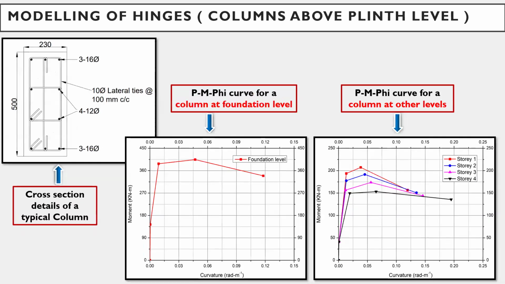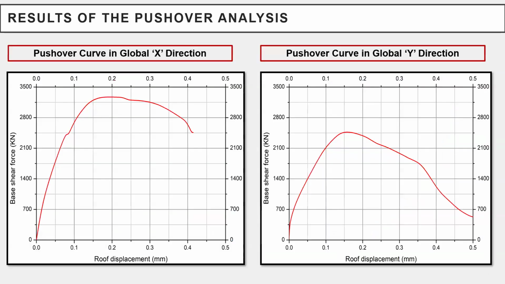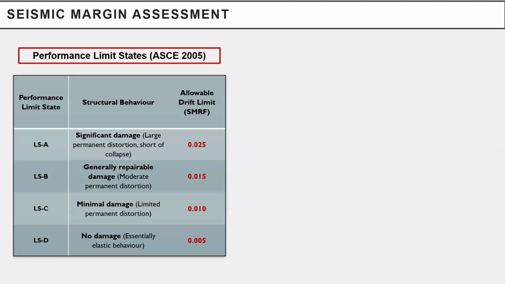This is another cross section of the column, that is 230 by 500. M-phi curves have been developed for this column too, at foundation level as well as other story levels. This is the finite element model of the structure. Node 114 has been considered for the global X direction, and node 111 for the global Y direction. These are the pushover curves in global X direction and global Y direction, that means base shear as a function of displacement.